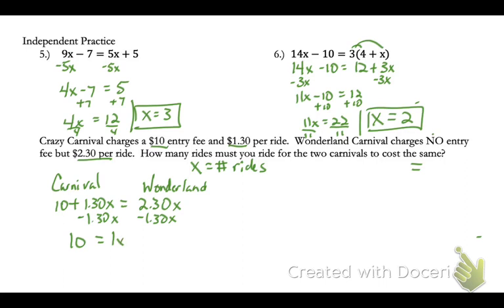So we're going to subtract our $1.30x and get 1x equals 10, and that means that if you ride 10 rides, you will be paying the same amount for Crazy Carnival and Wonderland Carnival. And that concludes the notes for solving an equation with variables on both sides of the equal sign.